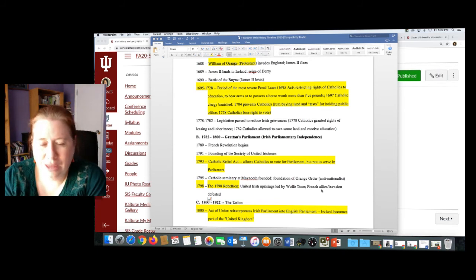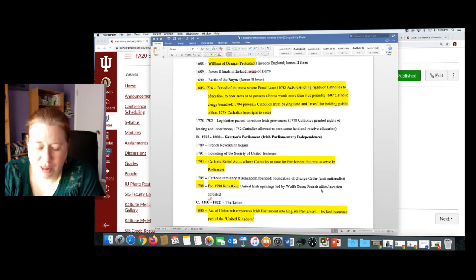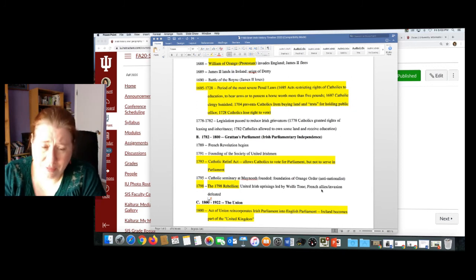Catholics were not allowed to own weapons, so they had to smuggle everything in. They don't have the same kind of power, so although they had some victories, it was crushed pretty quickly. In the meantime, Wolfe Tone tries to land and come in, but is unable to.